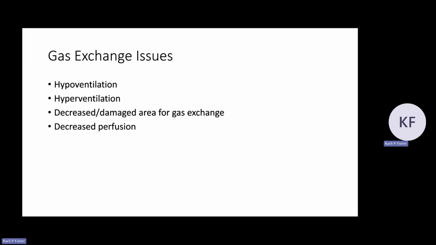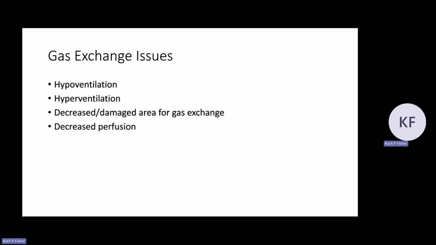Decreased or damaged areas for gas exchange. So that's going to be that damage to the alveoli. That's going to be your COPDs, your emphysema, patients that chronically smoke. If you've got some sort of congestion, fluid, or atelectasis, where the alveoli can no longer expand and contract like they need to, that's going to cause that decreased or damaged area for the gas exchange.